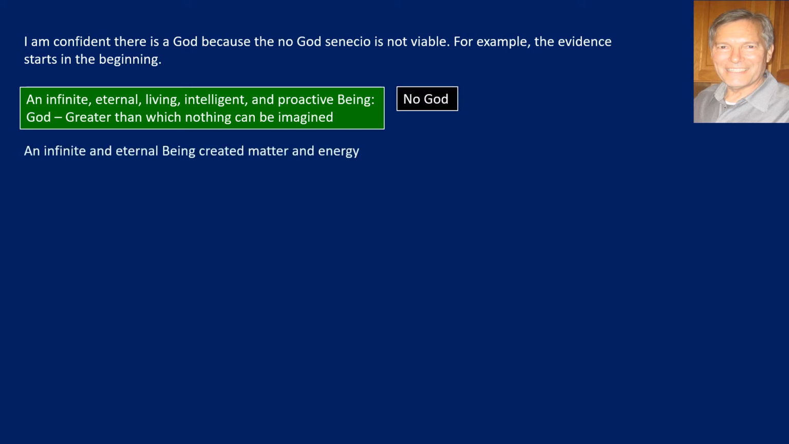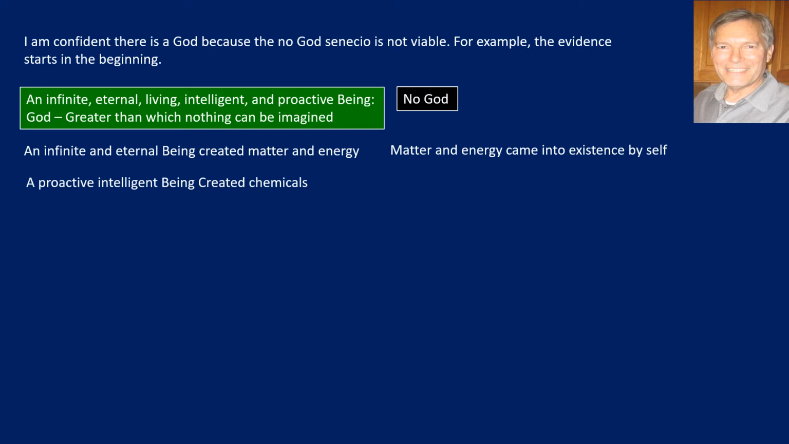An infinite and eternal being created matter and energy, versus matter and energy came into existence by itself, which breaks the law of non-contradiction. A proactive, intelligent being created chemicals. Chemicals evolved over billions of years through reactive nature. What the question really is that we should be asking is, where did nature come from? What made nature intelligent? How did nature come into being? So it obviously didn't always exist.